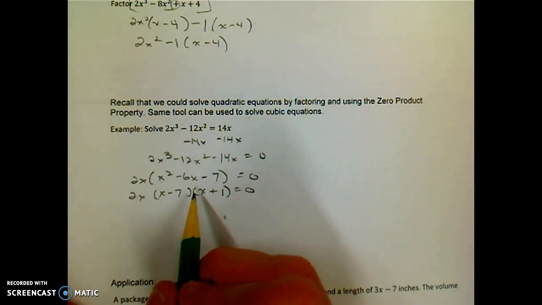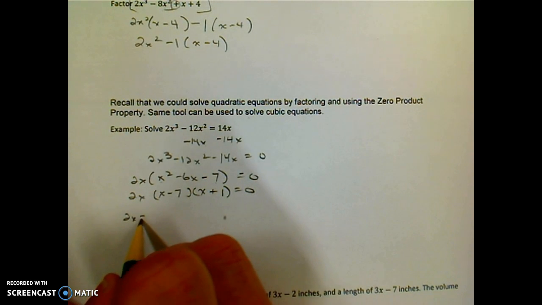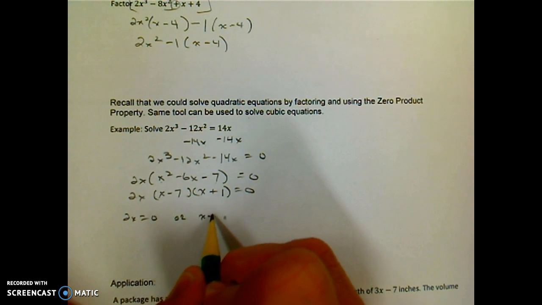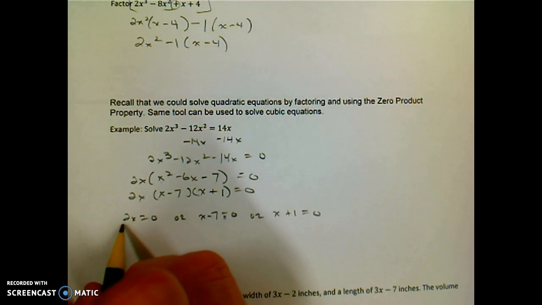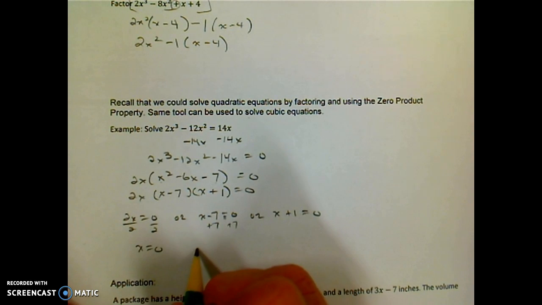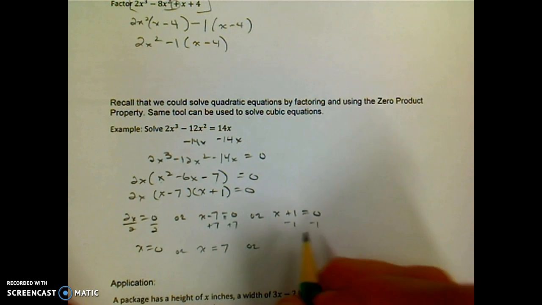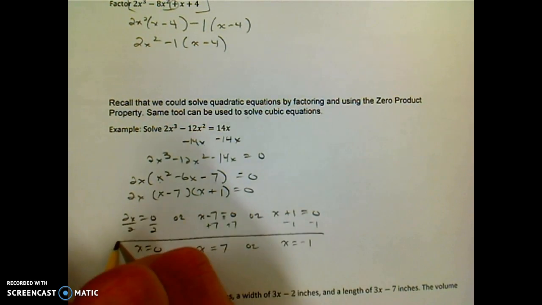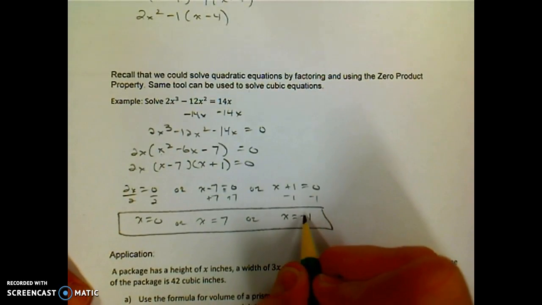So now with 3 factors, all multiplied and equaling 0, I can use the zero product property. 2x equals 0, or x minus 7 equals 0, or x plus 1 equals 0. Let's solve each of these small equations. So this graph will cross the x-axis at 3 points. It's got 3 solutions: x equals 0, x equals 7, x equals negative 1.